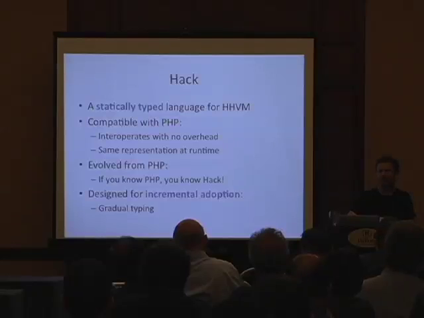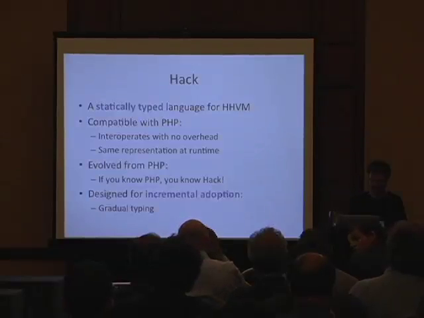And finally, and that's mostly due to our scale, the model has been designed for incremental adoption. It was completely unrealistic at our scale to switch from a dynamically typed language to a statically typed language all at once. So we needed a path to get there. The way we built that was through gradual typing. And I'll show you in a second what it looks like.